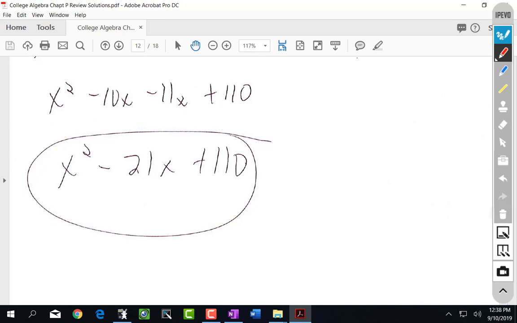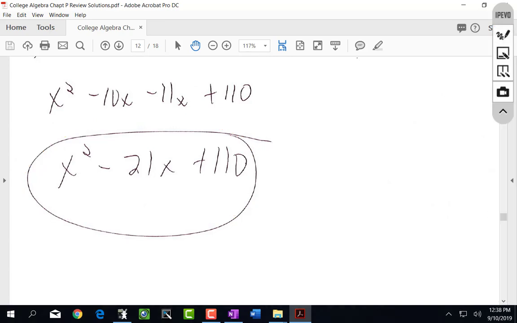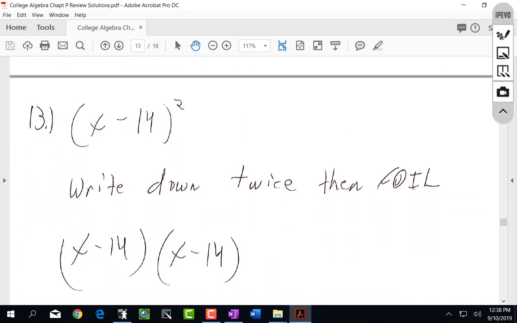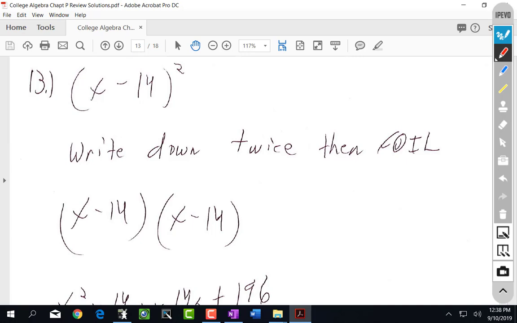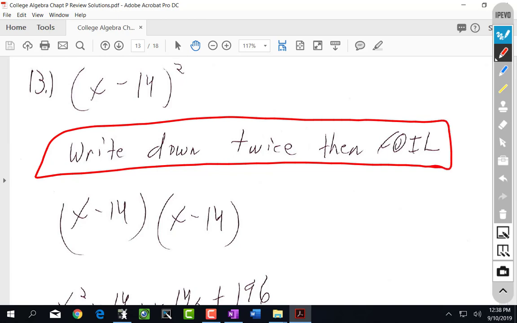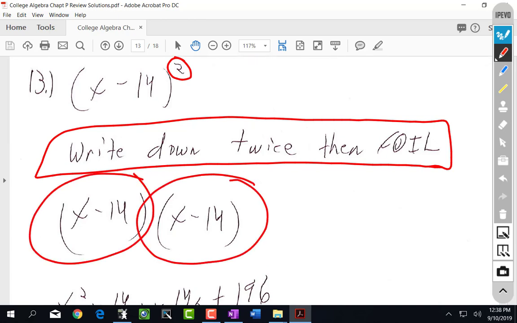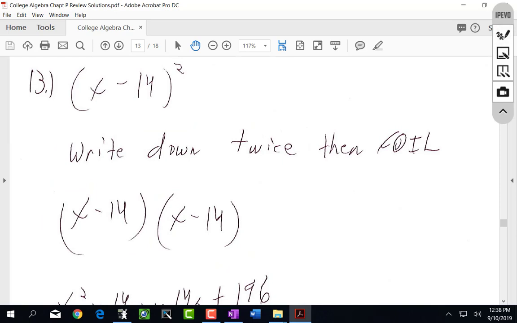On number 13, I want us to take x minus 14 squared. When I do this problem, the easiest way to do it is just to write it down twice and then FOIL it. So first, outside, inside, last. So notice this being squared means you have two of them. So that's x minus 14 times x minus 14. So I'm going to go ahead and FOIL those two out.